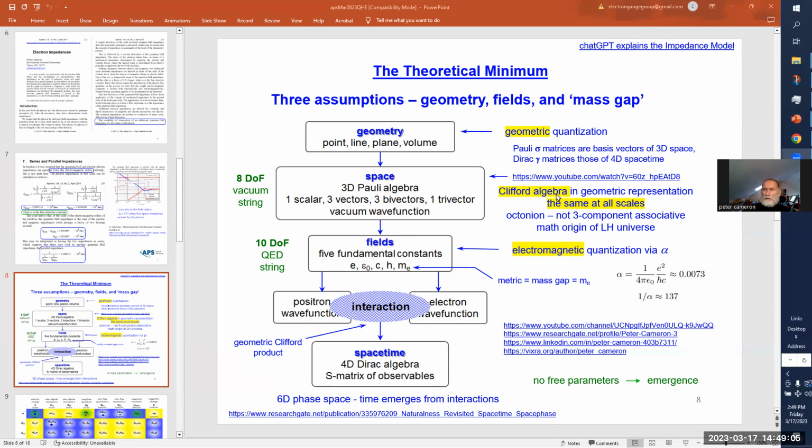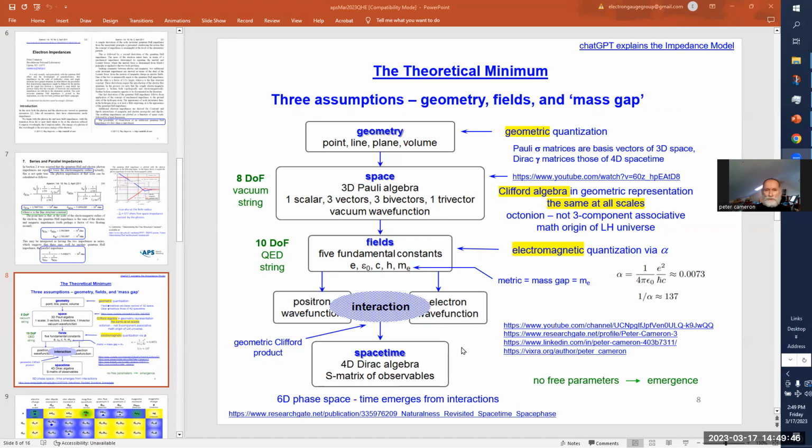And this is the same at all scales in the geometric representation we're working with here now, as opposed to the matrix representations that we usually work with. And the matrix representations are actually the basis vectors of space and space-time in the geometric representation. Then we have to quantize it. We have both geometric quantization and electromagnetic quantization via the coupling constant here. The 4 fundamental constants that define alpha, in various combinations, permit assigning topologically and geometrically appropriate flux quanta to the 8 wave function components.